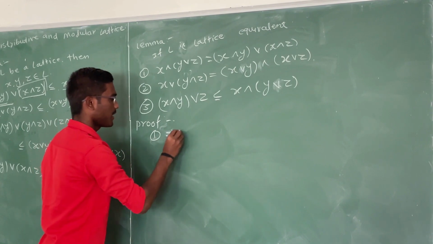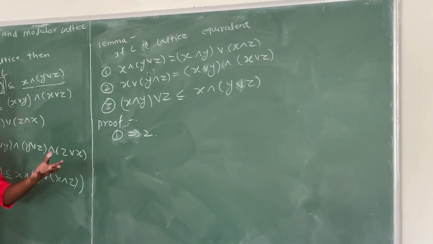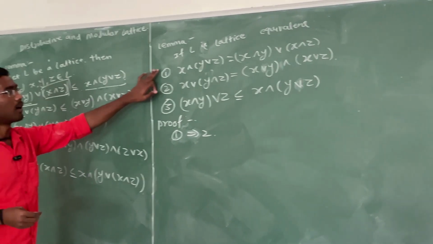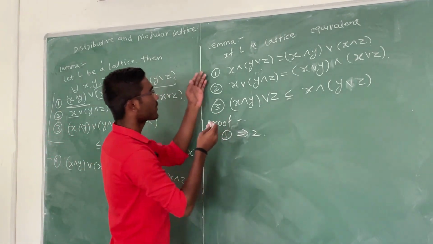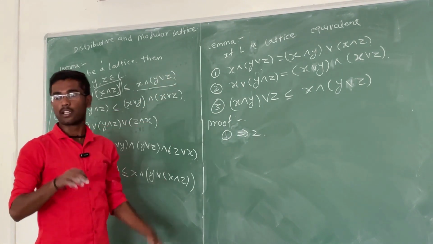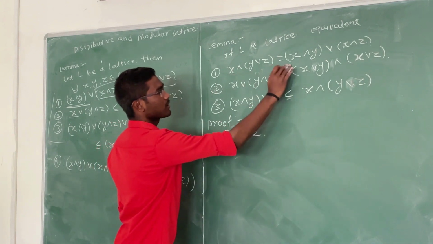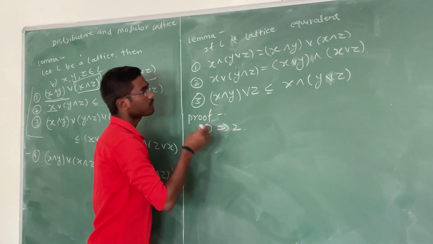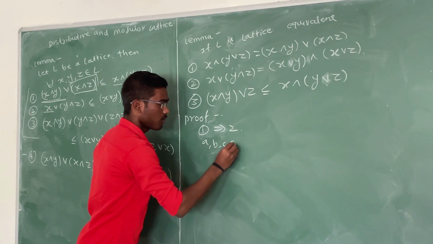If we prove one implies two, then by the duality principle we can directly say that the second one also implies the first one. So we will prove the first one, and then by the duality principle we can easily say that these two are equivalent. For the first one, we have been given this statement. Now we will take any three elements from the lattice, say A, B, C from the lattice.